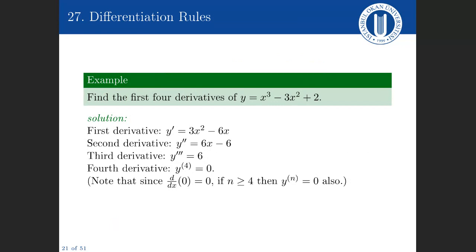For example, find the first four derivatives of x to the power 3 minus 3x squared plus 2. First derivative, we have to do this: 3x squared minus 6x. And then we can differentiate again. The derivative of y prime is y double prime, 6x minus 6. We can differentiate this. The derivative of 6x minus 6 is 6. The derivative of 6 is 0. That answers the question. These are the first four derivatives of our function. Note that because the derivative of 0 is always 0, we can go on further. The fifth derivative is 0, the sixth derivative is 0, the seventh derivative is 0, and so on. In fact, all of the derivatives after 4 are equal to 0.